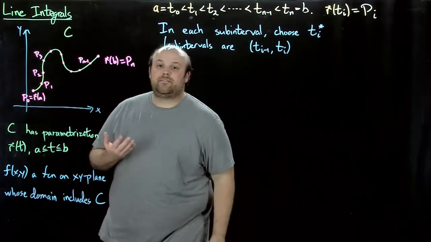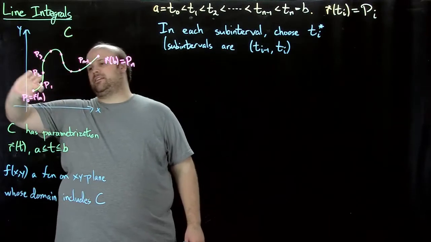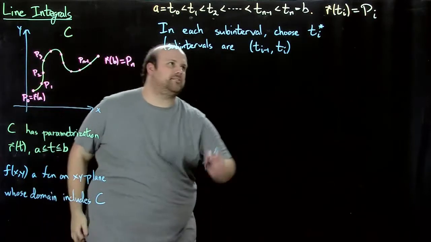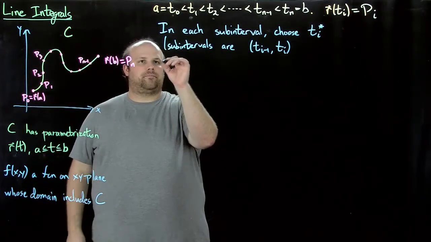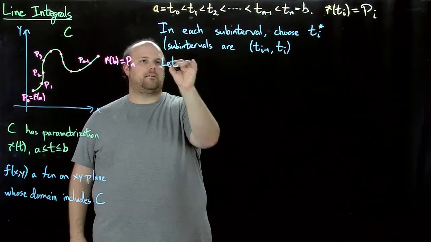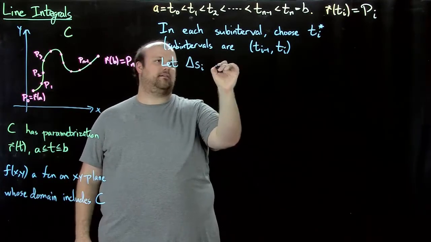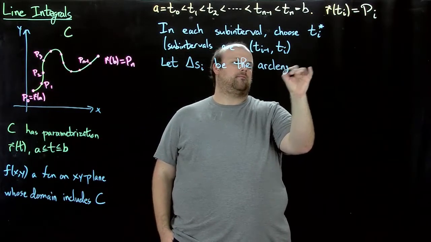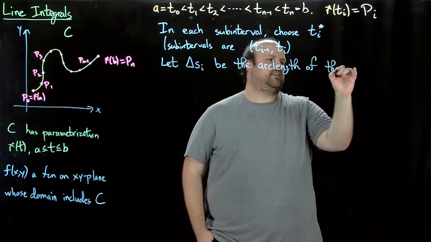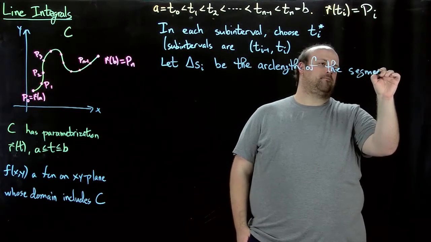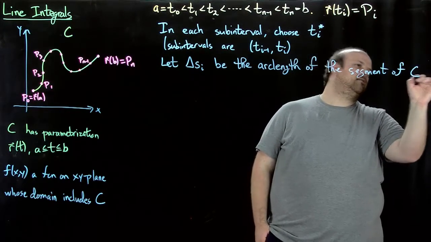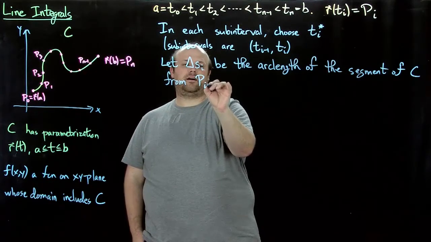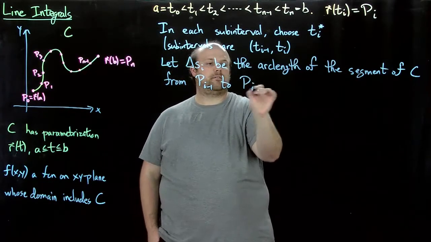And then we know how to find arc length of a curve like this. So what we can say is, find the arc length of each of these segments. So let delta s sub i be the arc length of the segment of C from p i minus 1 to p i. Okay?